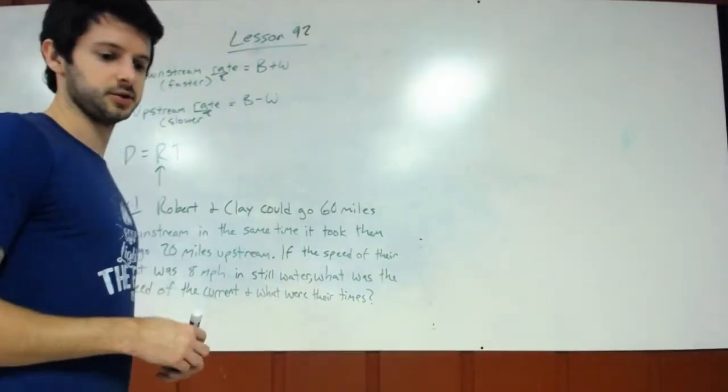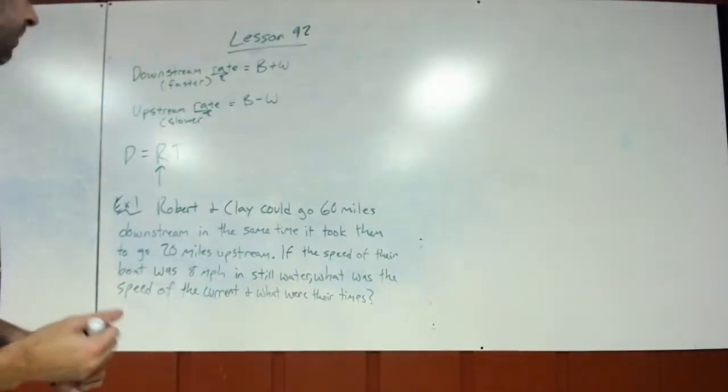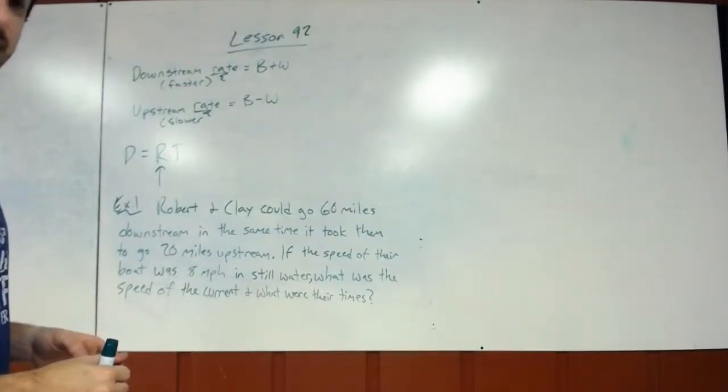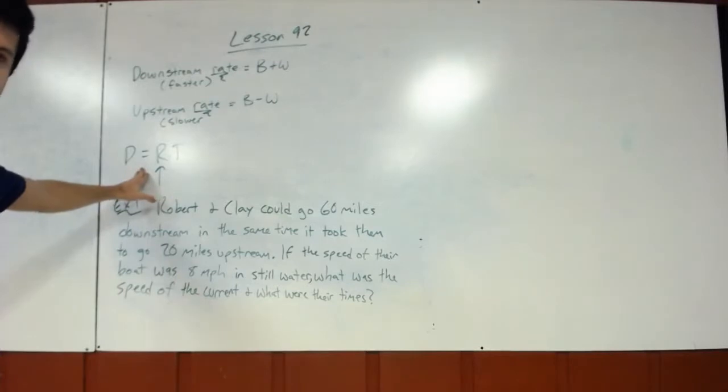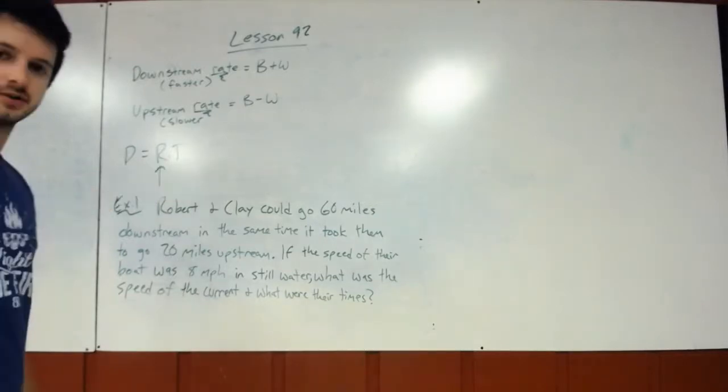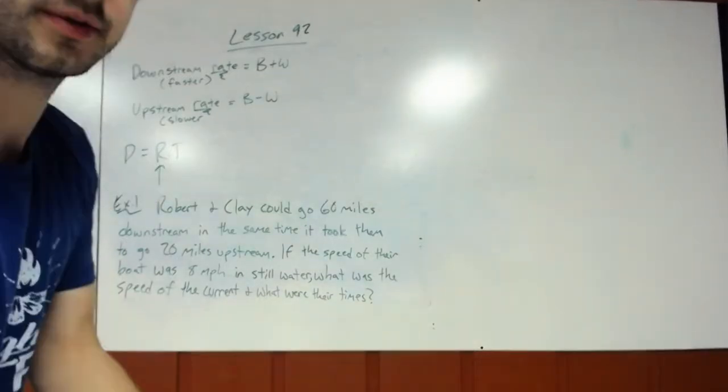In lesson 92, we're going to look at what's called boat in the river problems. And really all they are is distance problems. Remember our formula for distance is distance equals rate times time. All we're going to do is look at the rate a little bit. We're going to add two little variables for the rate.